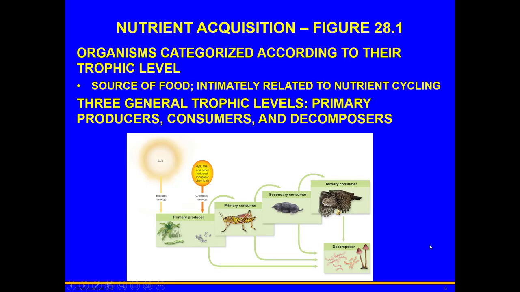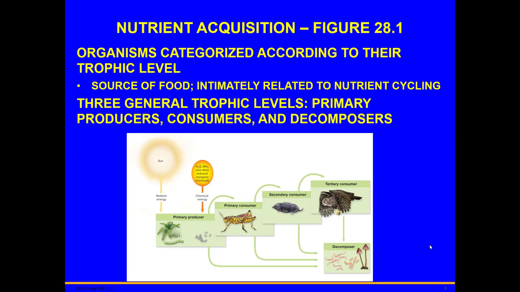Now, organisms are categorized according to their trophic level. The trophic level is really where they get their food, okay? And it is intimately related to nutrient cycling. Now, there are three general trophic levels: primary producers, consumers, and decomposers. Now, the consumers may have several levels.